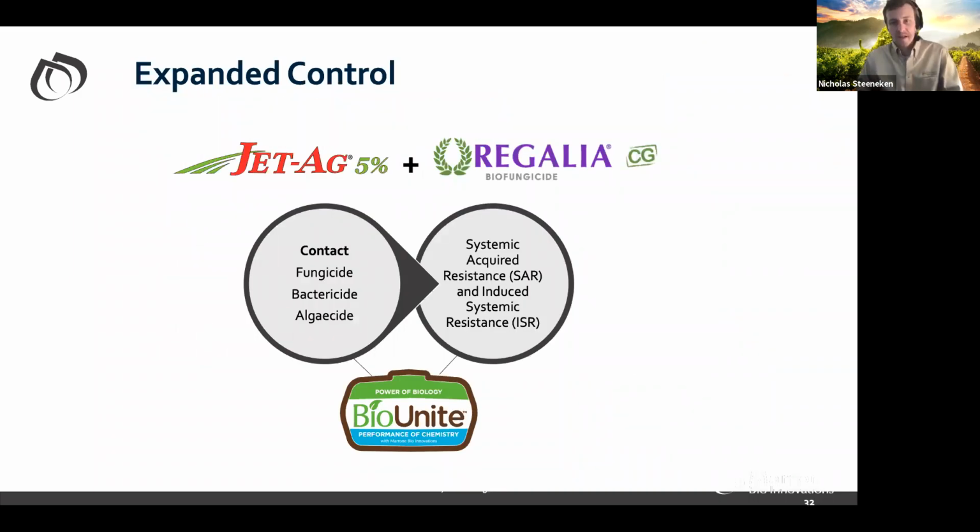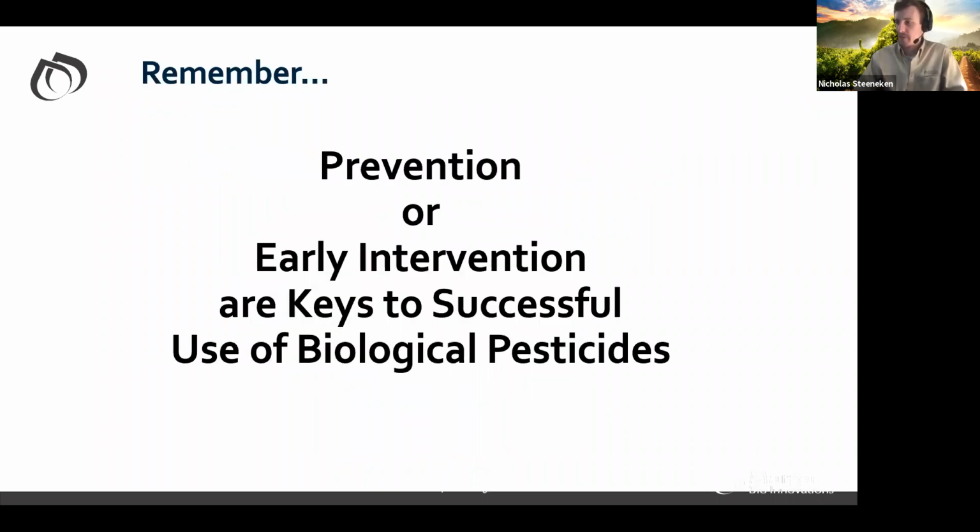You can also tank mix Regalia and JEDAG when you need more of a boost. Let's say you already have some pathogen establishing itself and you want to eradicate that. You could use JEDAG to basically surface disinfest whatever is on the plant, and then the Regalia in the tank would induce a systemic resistance inside the plant, providing lasting protection moving forward. And we call that BioUnite. We're not going to get into that right now. Just remember, prevention and early intervention are the keys to successful use of biological pesticides.